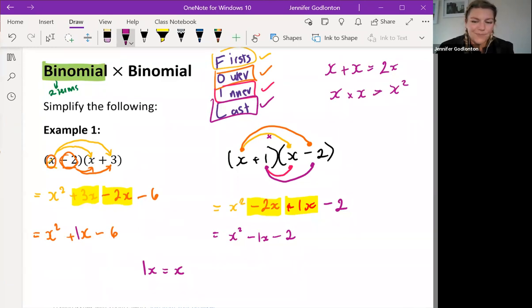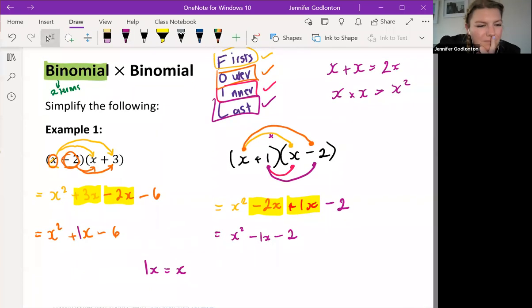Okay. Should we try one ourselves? See how it goes. If you had 2x minus 2x, yeah, it would just be 0. So 2x minus 2x is nothing. Is the sign a negative or a positive? This sign in here, I think you're talking about that one. That's a positive.